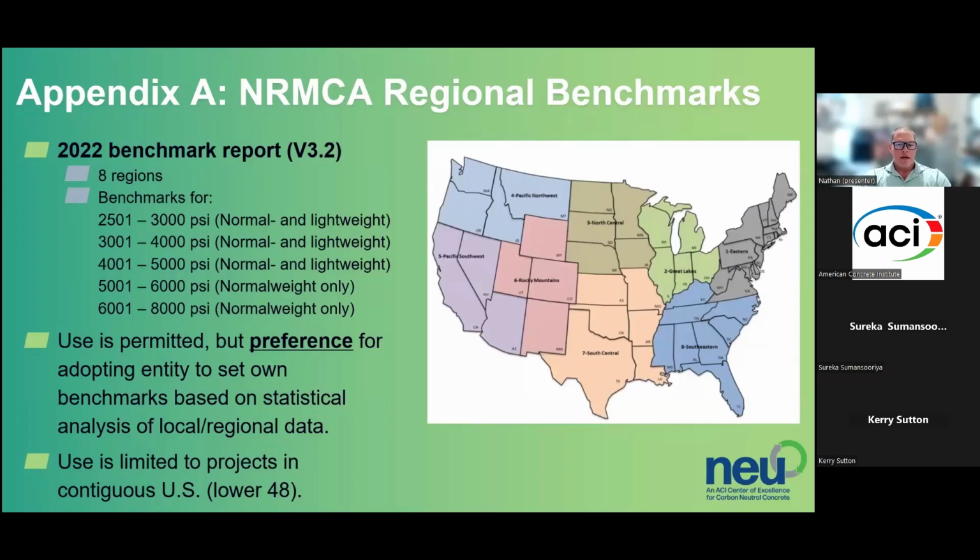I mentioned the NRMCA earlier, the National Ready Mix Concrete Association. They also publish a regional benchmark report, which breaks the United States down into 8 regions and has benchmarks for 5 classes of concrete plus lightweight concrete, 3 more classes of lightweight concrete. So again, use of this as the benchmark for code compliance is permitted, but the preference is for the agencies to establish their own benchmarks. We're going to look at a table from this code and an example coming up here in a minute.